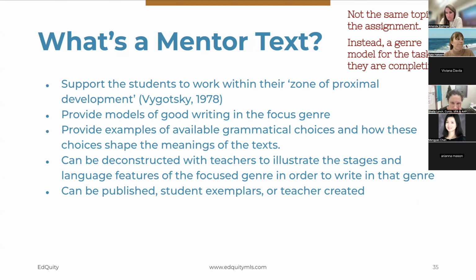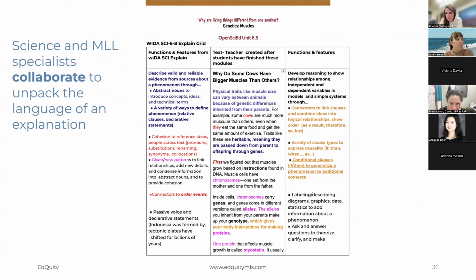They can be published, student exemplars, teacher created, AI enhanced. So for example, this is what a mentor text looks like. Me and the middle school science team in Fall River, Massachusetts created this together. We wrote the answer to why do some cows have bigger muscles than others, and then we put the functions and features from WIDA on the outside columns. And together we analyzed, well, what is the language in this?